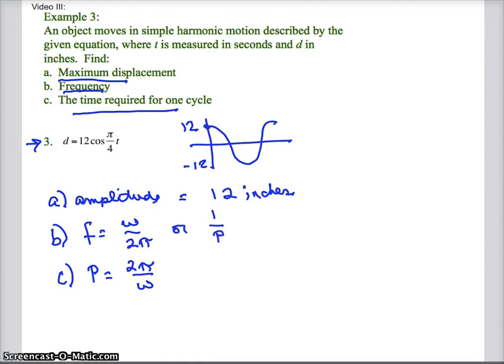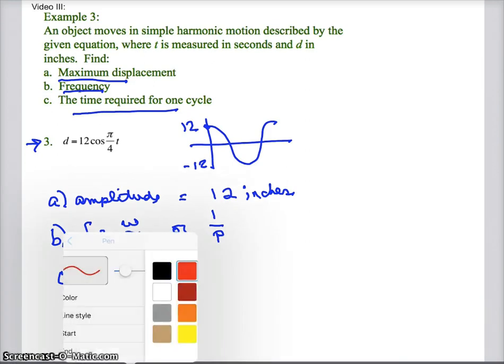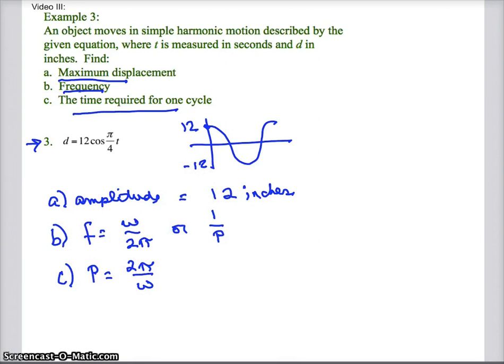So you can either use omega divided by 2 pi to calculate the frequency, or you can find the period and then reciprocate it. I like to find the period first because that's what we're most accustomed to doing. So let's skip down to question C. The time required for one cycle is asking for the period.